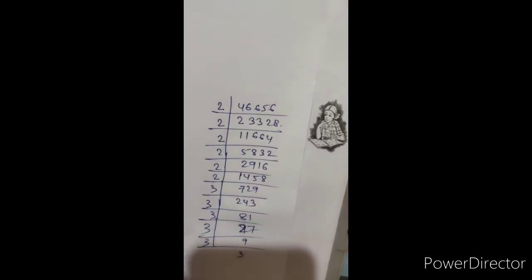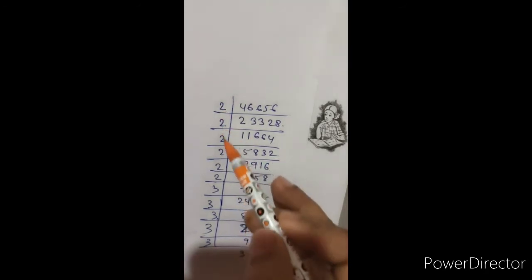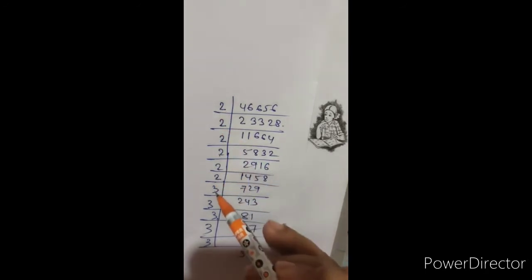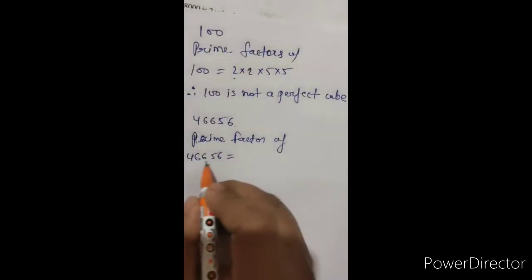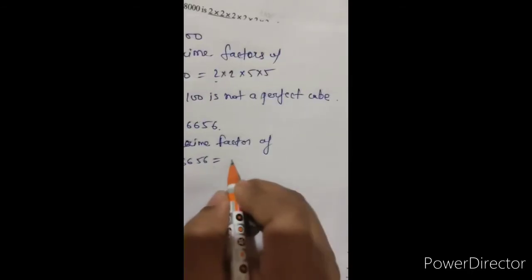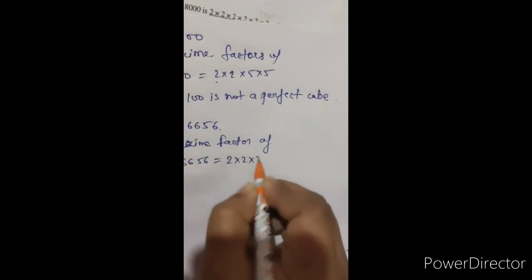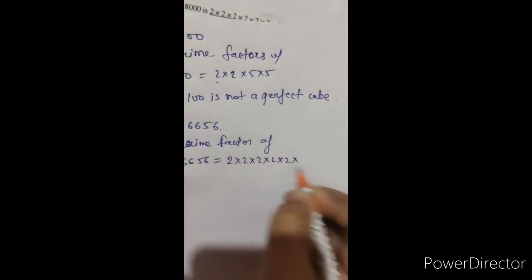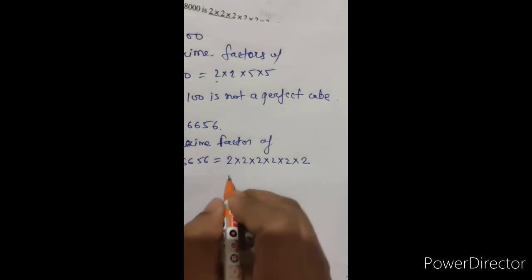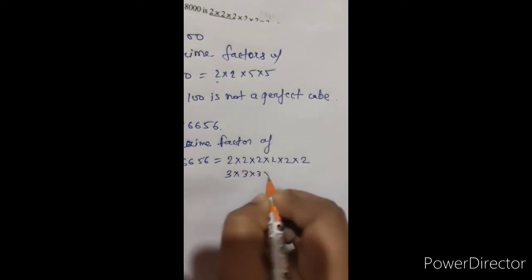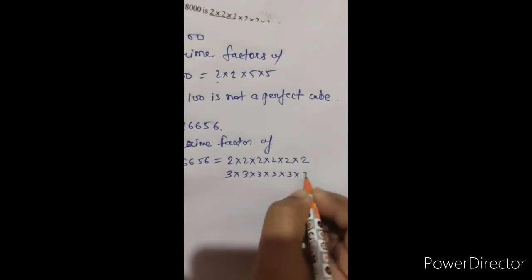So how many 2's are here? 1, 2, 3, 4, 5, 6. So write the prime factors. The prime factors of 46,656 are six 2's, and how many 3's are here? 1, 2, 3, 4, 5 and 6.